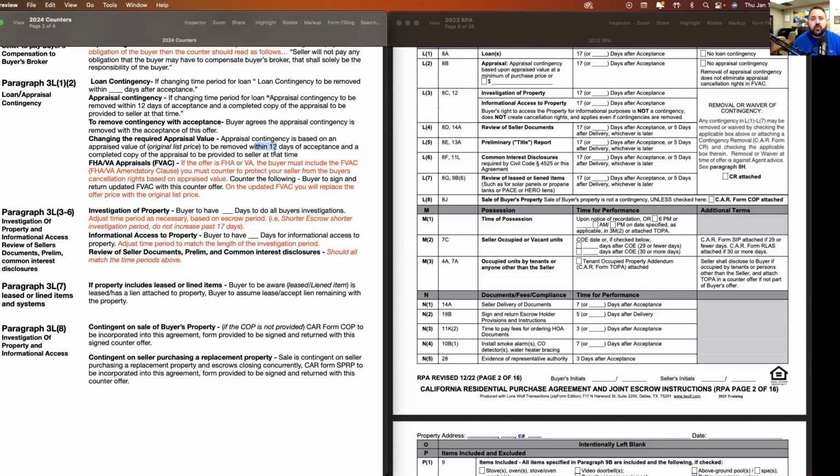And I'm sending you a new FVAC that you have to sign that says your deposit is only protected up to 600,000. Anything that happens over that, you're locked in at that purchase price, and I'm going to hold on to your deposit if you don't close the sale, close the transaction.